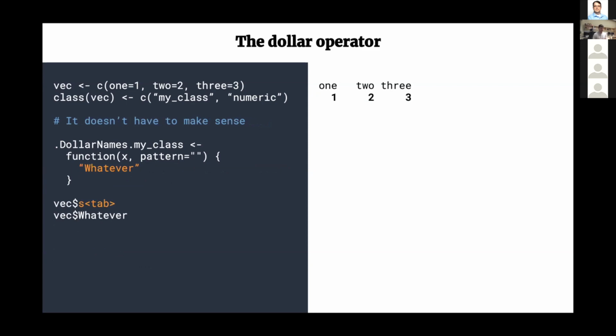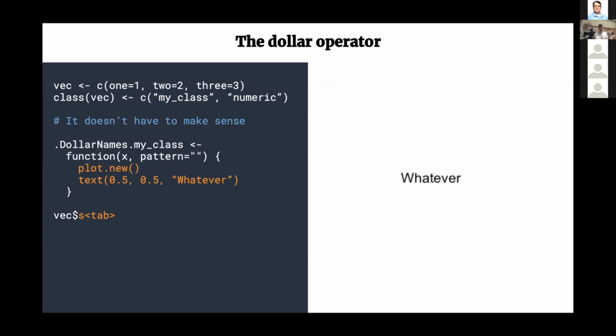Yeah, but this function doesn't have to make sums. So really you can put anything in there. As a very simple example, you can modify this function to always return the string "whatever". And now whatever we write after the dollar operator, once you press the tab key, it will simply replace whatever was there with "whatever".